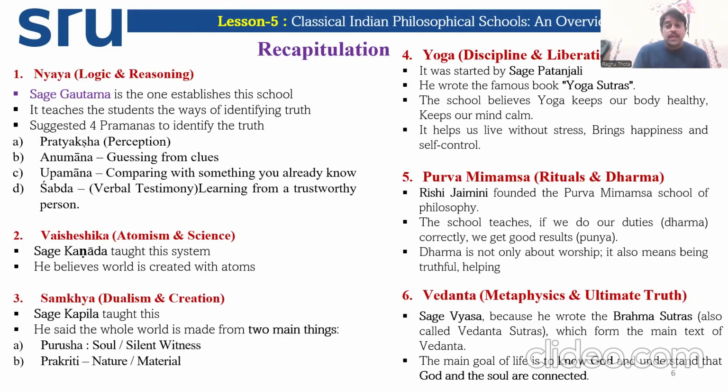Anumāna is another way of identifying the truth. That is nothing but guessing from the clue. Having some kind of suspicion on somebody based on the clue. For example, there was smoke on the hill. The smoke is a clue to come to the conclusion or the truth that there is a fire. Without the fire, how can you get the smoke? So smoke acts like a clue.